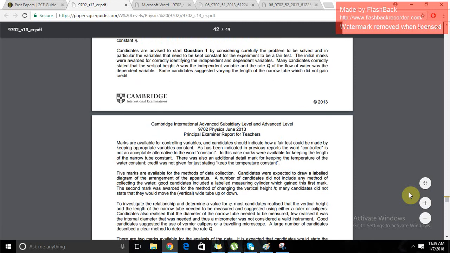Marks available for controlling variables, and candidates should indicate how a fair test could be made by keeping appropriate variables constant. Yep, standardization of variables that are not the independent or the dependent. As has been indicated in previous reports, the word controlled is not acceptable. Marks were available for keeping the length of the narrow tube a constant. There was also an additional detail mark for keeping the temperature of the water constant. Credit was not given for just stating keep the temperature constant. Get it?